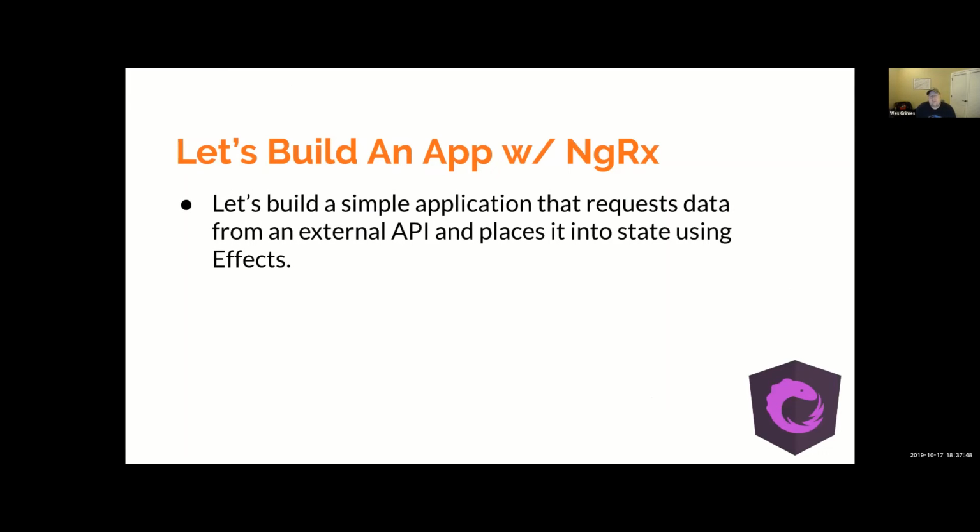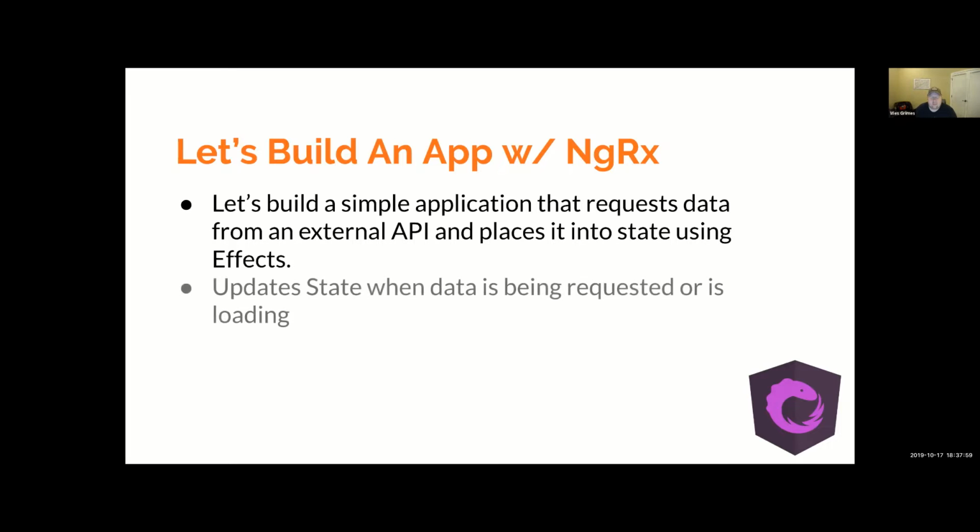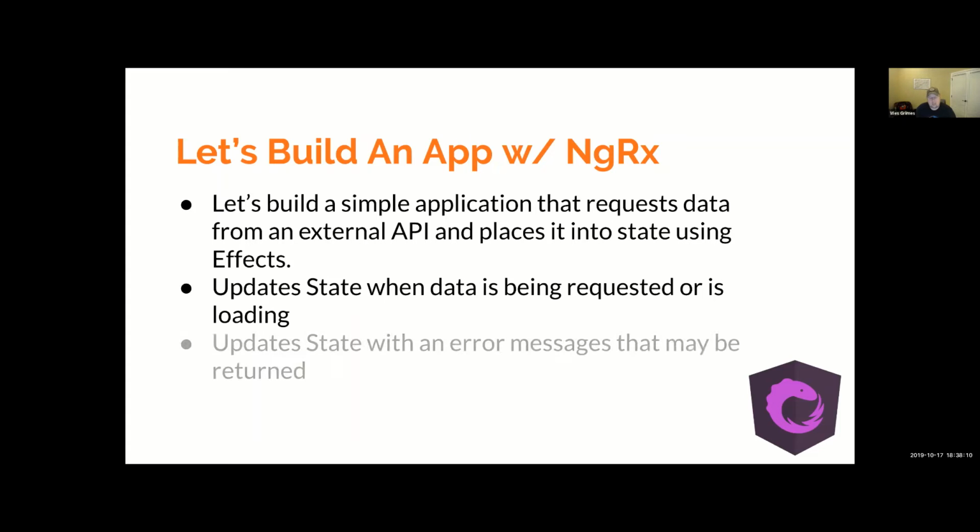So let's build an app. We're going to build a simple application that requests data from an external API and places it into state. We'll use the side effects from NgRx effects to accomplish it. We want to update the state when the data is being requested, so that we can show a loading indicator on our screen. And we want to update the state with any error messages that may be returned if it fails to request that data.